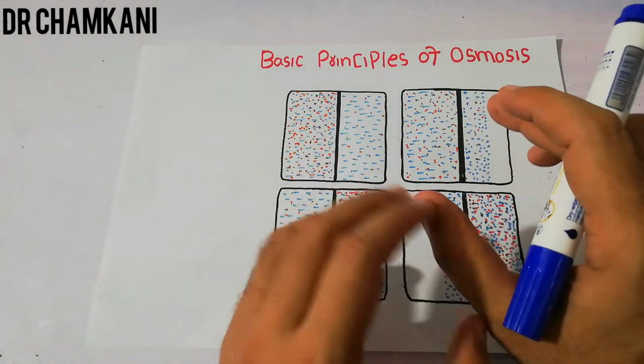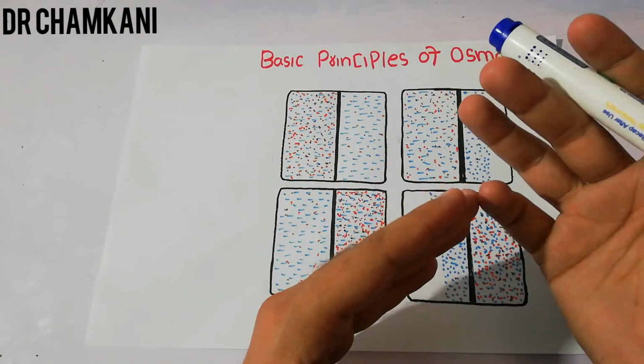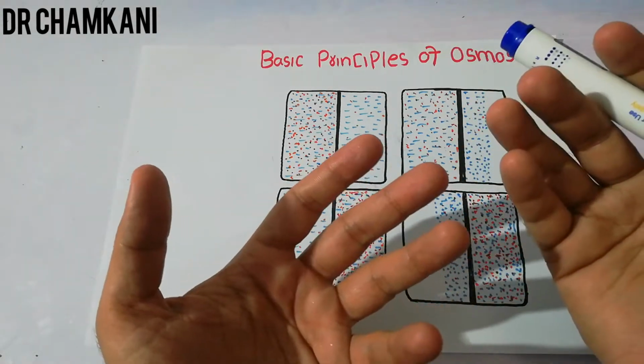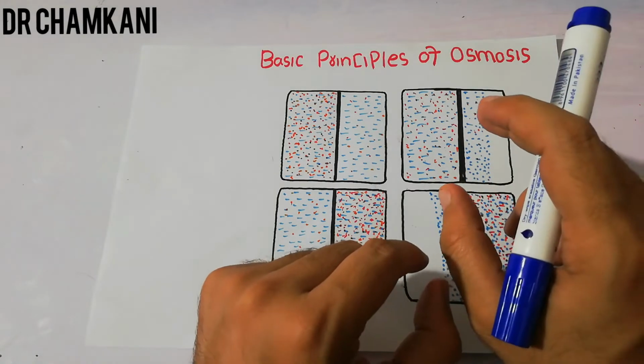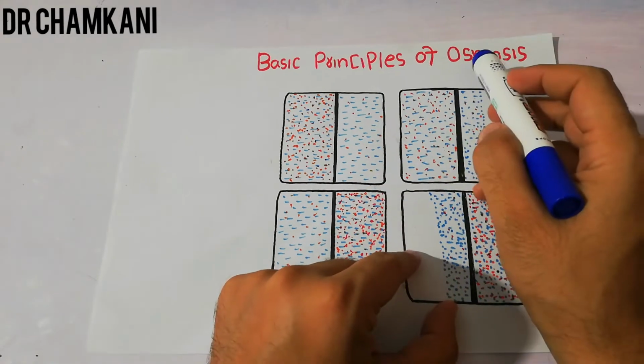So let's start discussing osmosis in this lecture, and then in the subsequent lectures we will discuss the difference between moles and osmoles, osmolality and osmolarity. Similarly, we will discuss osmotic pressure and osmolarity. Then we will discuss the calculation of osmolarity and osmotic pressure of a solution. So let's start discussing osmosis.